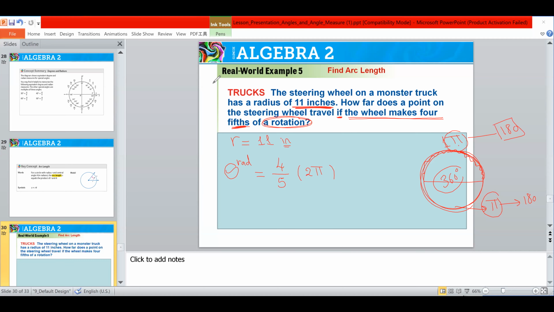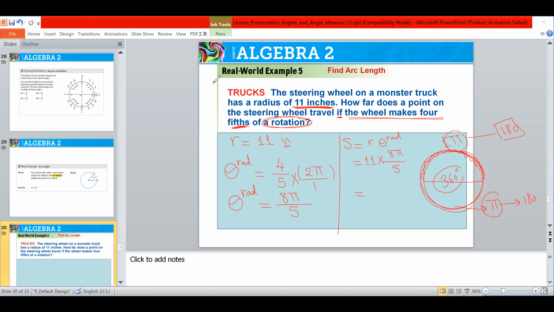We need to simplify. So we just multiply here over 1 and then multiply. So 4 times 2 equal? 8. So 8 pi over 5. Our theta rad is 8 pi over 5. Now I need to find S. S equal? S equal 11 times 8 pi over 5. Yes, so R multiplied by theta rad, it means, as you said, 11 multiplied by 8 pi over 5.